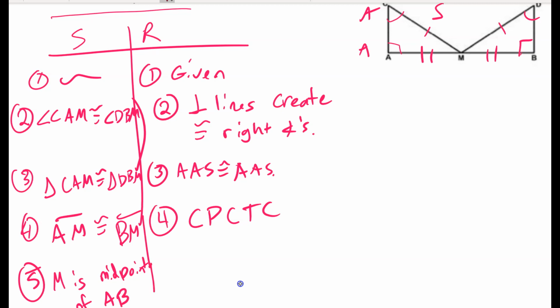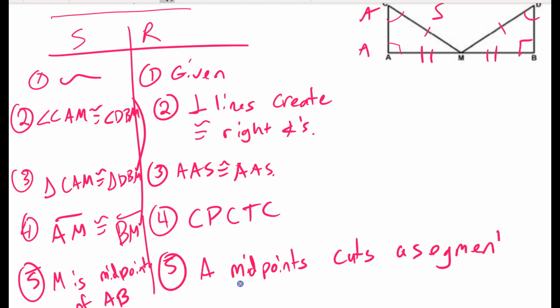Now that I've proved that it's a midpoint, I could just state the reason is that, well, I know the definition of a midpoint. A midpoint cuts a segment into two congruent parts. So I could just defer to the definition of a midpoint because I have proved that M is breaking up AB into two congruent parts because AM is congruent to MB.